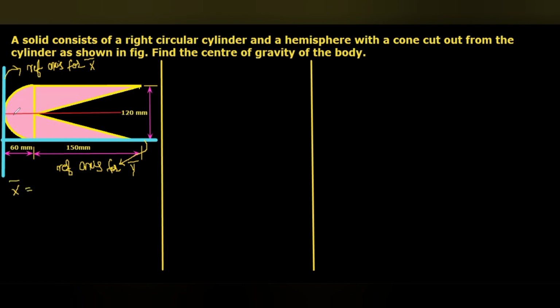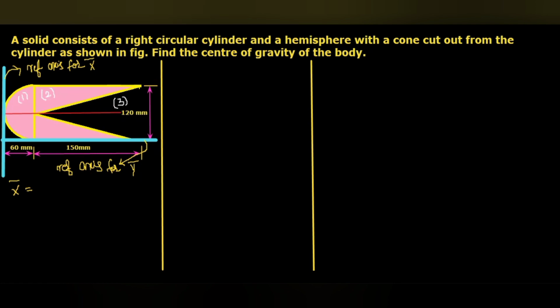Here, a hemisphere is there and then a cylinder. From that, a cone has to be removed. So there are 3 segments. I'm going to consider the hemisphere as segment 1, the cylinder as segment 2, and the cone as segment 3. And here you can see segments 1 and 2 have to be added, and from that, segment 3 has to be subtracted.